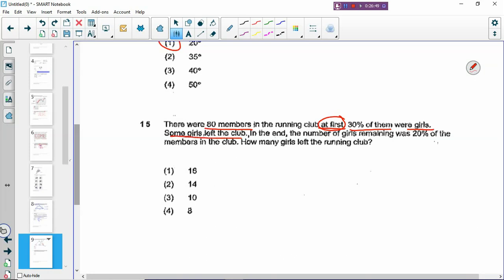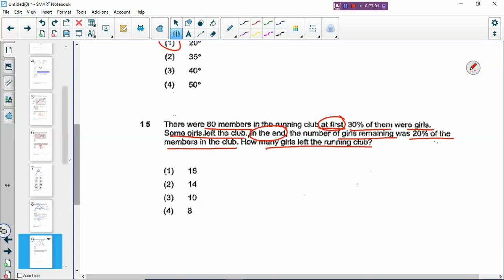Some girls left the club in the end. So there is an after, right? After is an after scenario. So you have before and after. So in the end, the number of girls remaining was 20% of the members in the club. So how many girls left the running club?